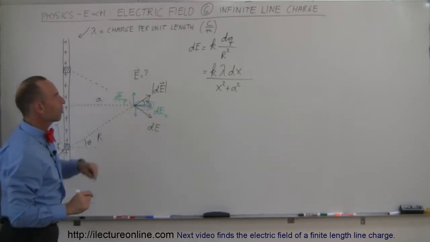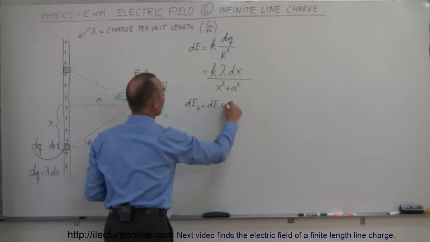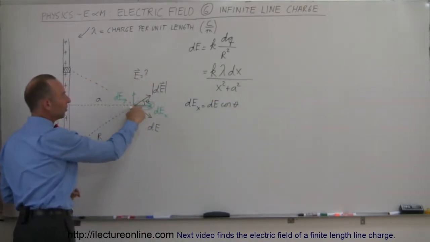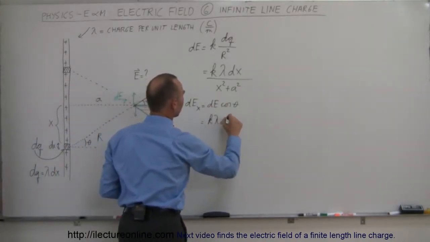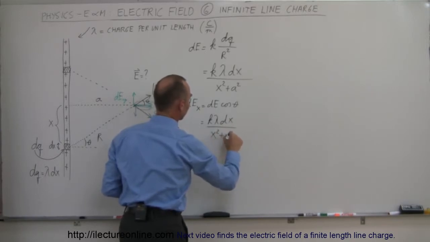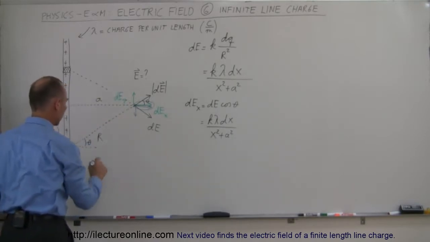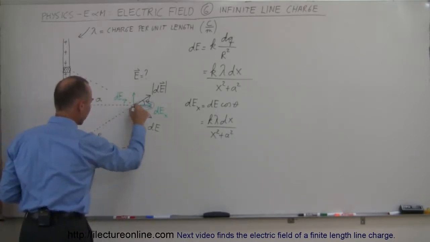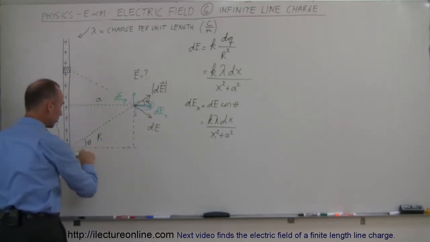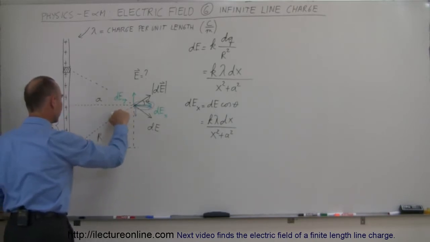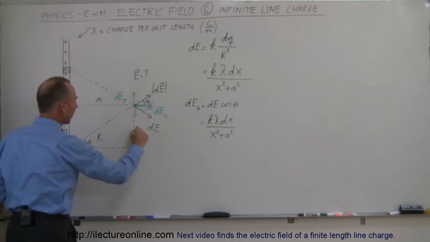And so to find the dE x component, we can say that dE x is equal to dE times the cosine of that angle, because it's the adjacent side. So this is equal to k times lambda times dx divided by x squared plus a squared, times the cosine of theta. Now, what is the cosine of theta in terms of these things right here? Well, notice if I keep drawing this line this way and this line this way, this here is the opposite side to this angle. Here, this is the adjacent side to the angle, and there's the hypotenuse. Now, the hypotenuse distance is r. This adjacent side here is a, and the opposite side there is x.